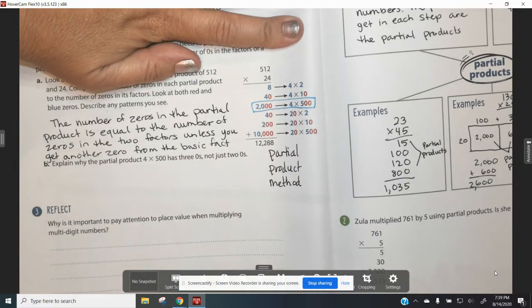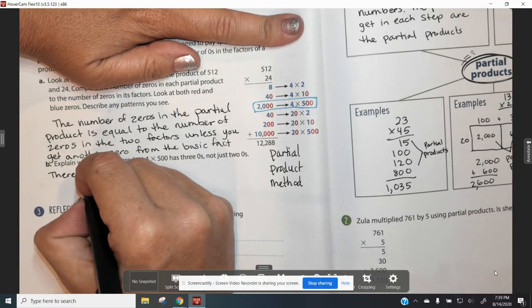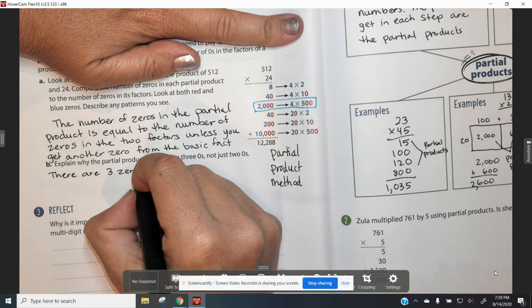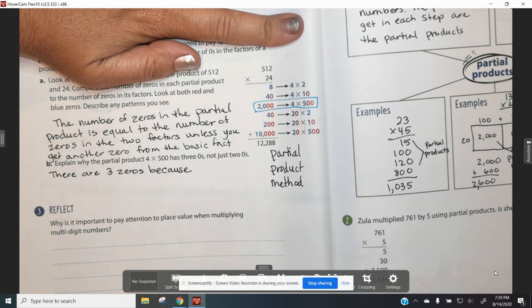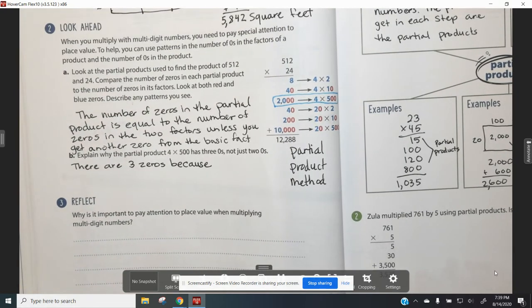I'll give you a sentence frame to start you out. There are 3 zeros because. And then I want you to go ahead and finish that sentence for me. Go ahead and pause the video so that you have time to finish.